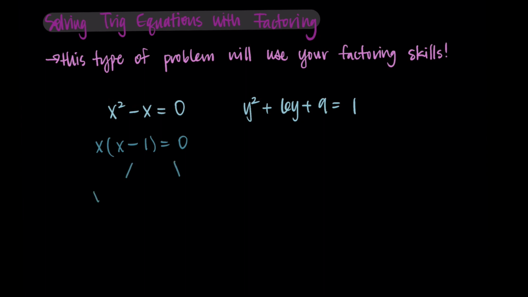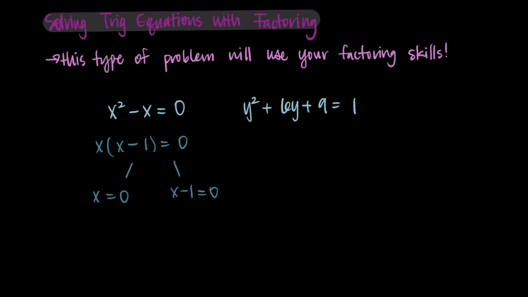Then we solve this by setting each term equal to 0. So when two things are multiplied together and equal 0, it means that one of them has to be 0. So 0 times anything is 0. So this tells us that either x is 0 or x minus 1 is 0. And from here we solve.